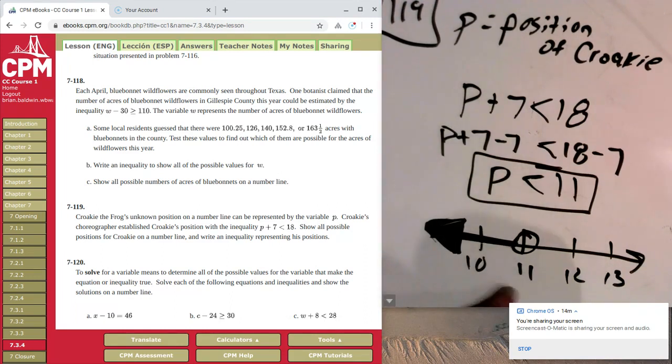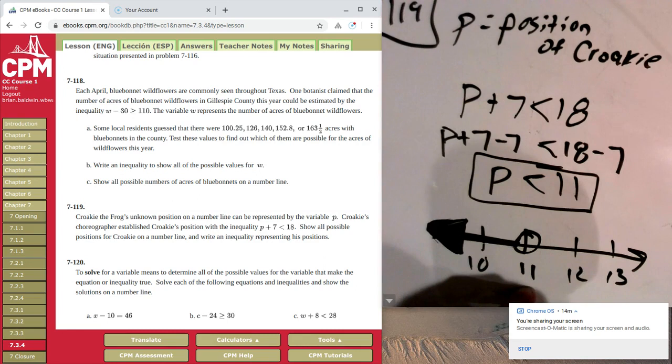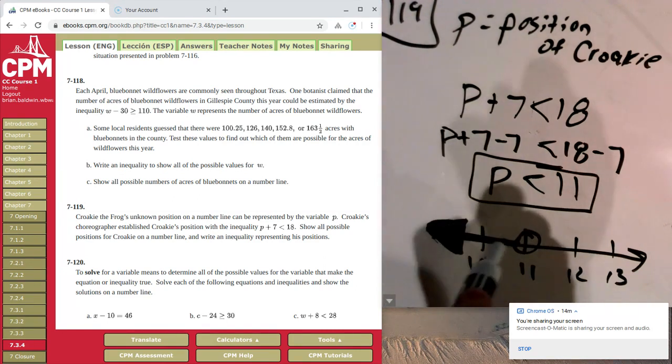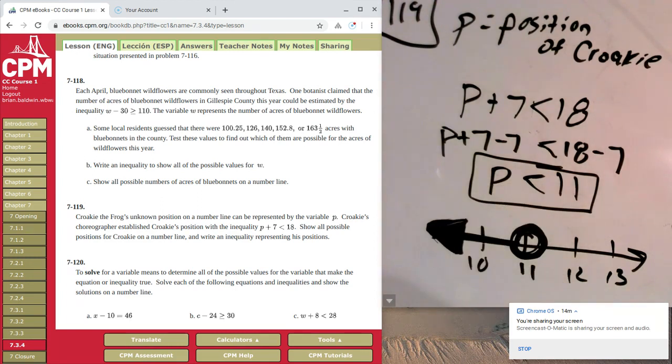Okay. Do we shade this circle in? Is it equal to 11? No. So do we want 11 to be part of our answer? No. So think back again to a test where you guys had to bubble in. You would not bubble it in because you do not want it to be part of your answer.